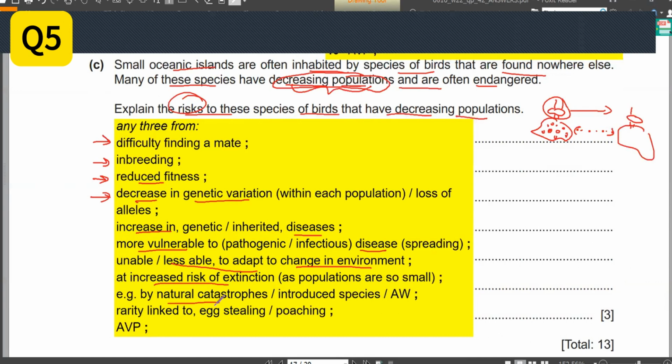Natural catastrophes. If one natural disaster happens, they may be wiped out because their population is so small. Introduction of other species, other competition, they may die off easily, or poaching and so on. So they can face many potential problems when their population decreases, and then they may be at a greater risk of extinction.